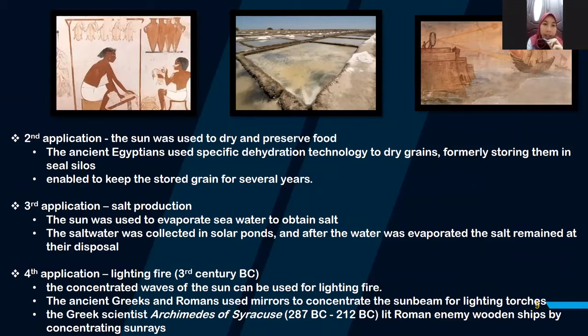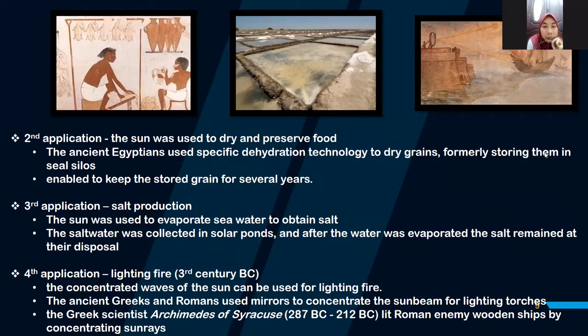The second application is that the sun was used to dry and preserve food. The ancient Egyptians used specific dehydration technology to dry grain, formally storing them in silos. It enabled them to keep the stored grain for several years. The third application is salt production, where the sun was used to evaporate seawater to obtain salt. The salt water was collected in solar ponds, and after the water evaporated, the salt remained at their disposal.